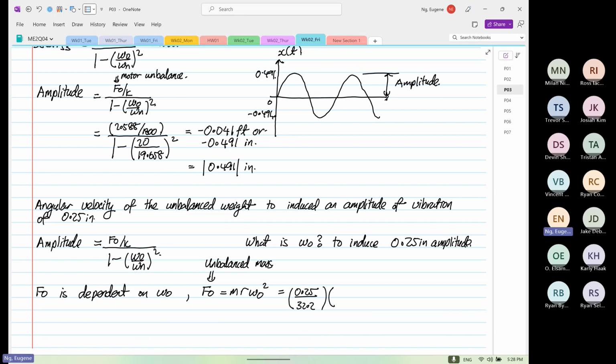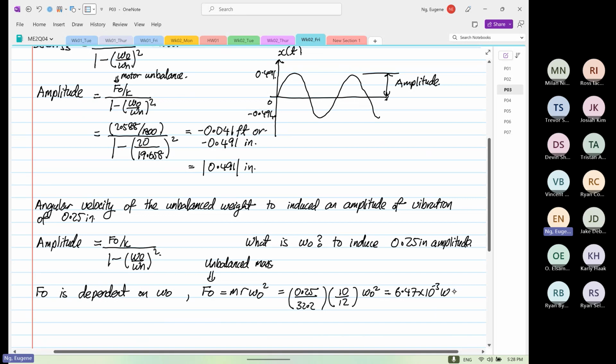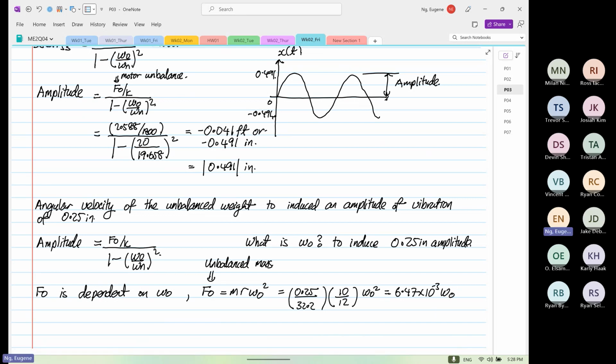Radius we know, 10 over 12. Omega naught squared is what we want to determine. So from here, 0.25 divided by 32.2 times 10 divided by 12 is equal to 6.47 times 10 to the power minus 3 omega naught squared.